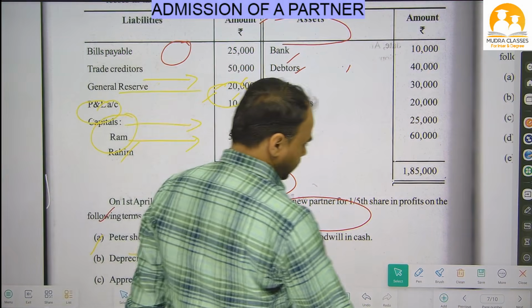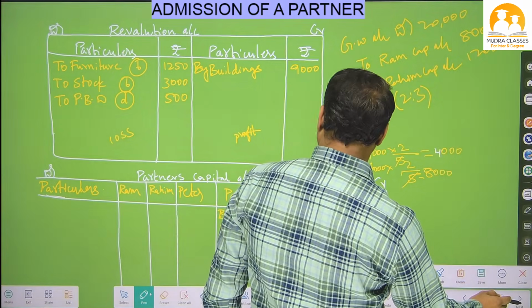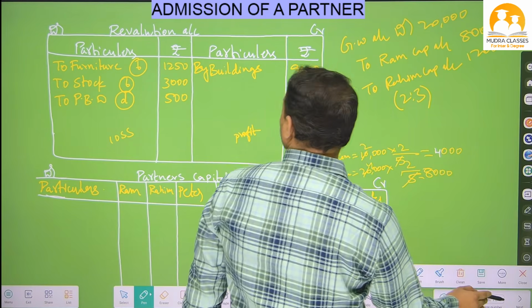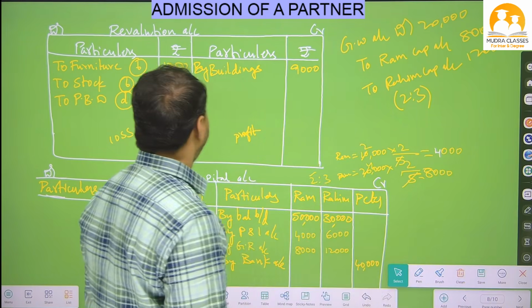Okay, let's see the next journal entry. So see the next journal entry, beta.